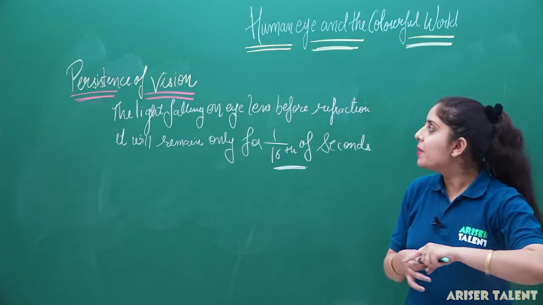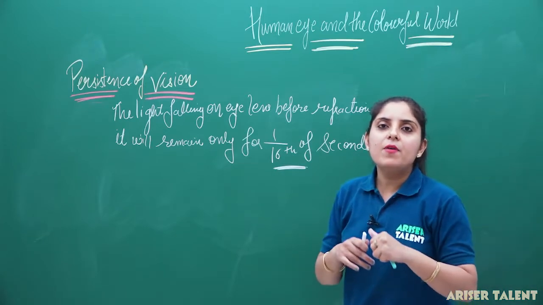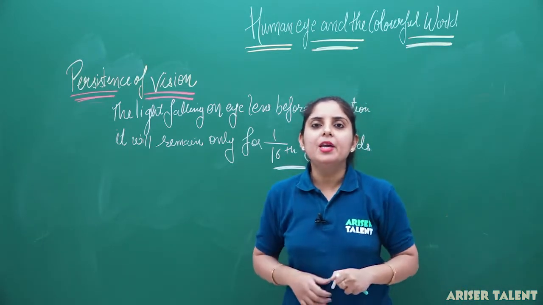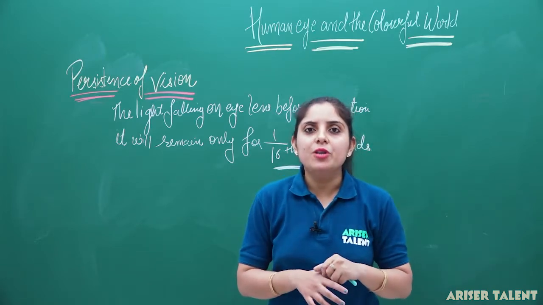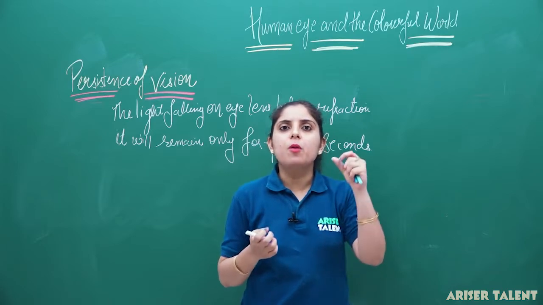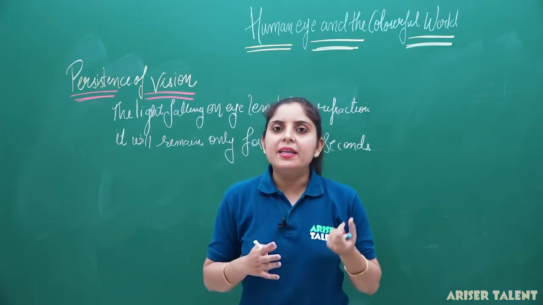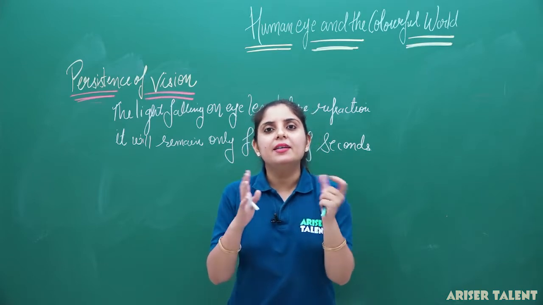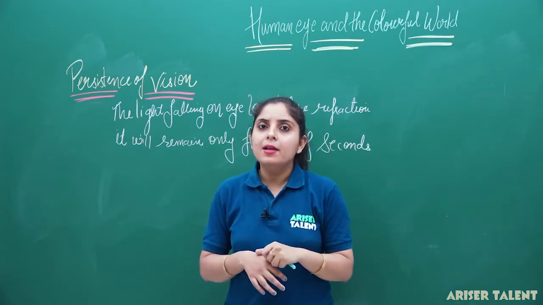Now let's begin with another topic, known as the power of accommodation of the eye, or simply the accommodation of the eye. You know that our eye lens is actually transparent and formed of a fibrous material. This material can expand and contract accordingly whenever a light ray falls on that part.